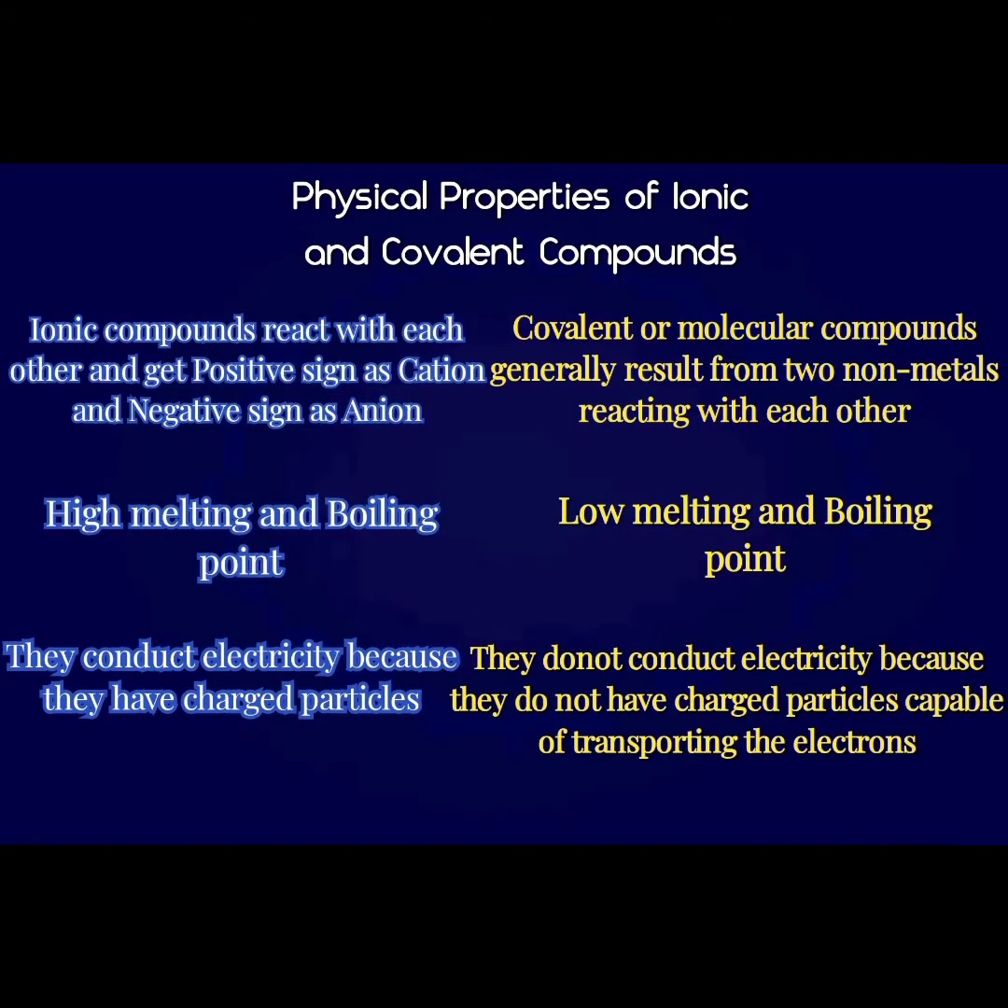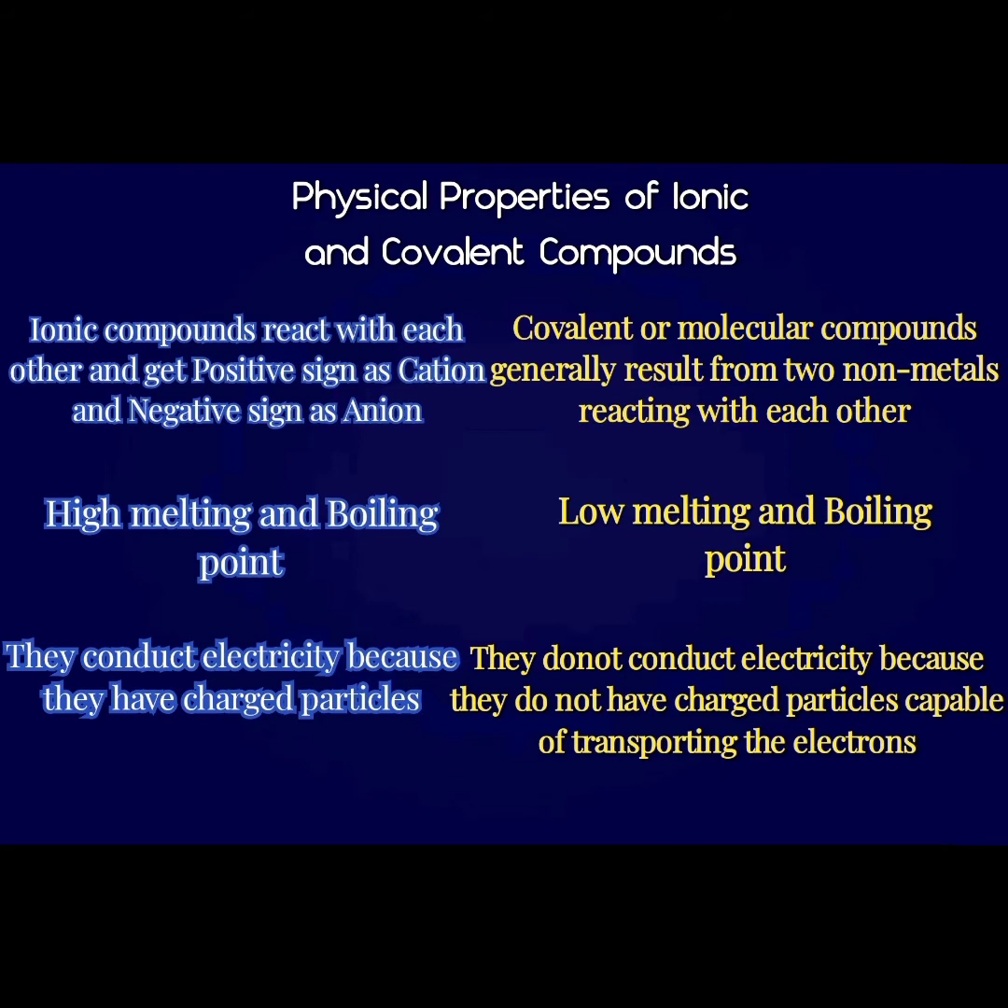Physical properties of ionic and covalent compounds are: ionic compounds react with each other and get positive and negative charges, known as cation and anion. Covalent or molecular compounds generally result from two nonmetals reacting with each other.